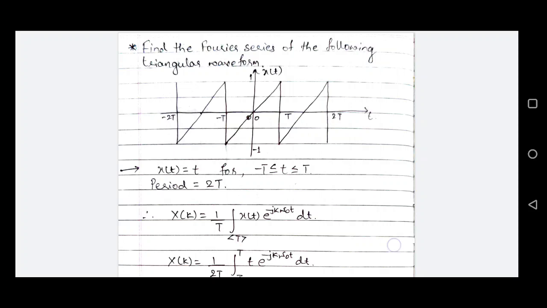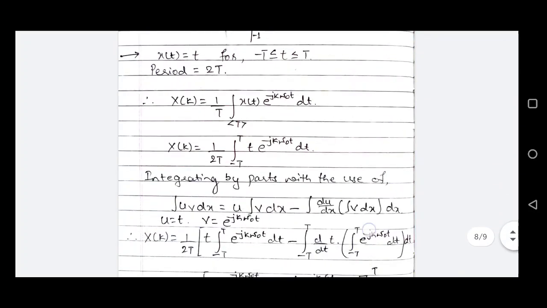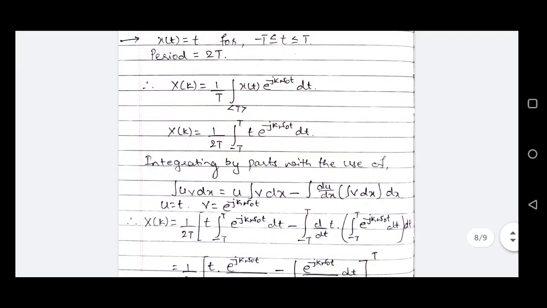So using the analysis equation, x of k equals 1 divided by T integral over a period x of t e to the power minus jk omega naught t dt. We'll substitute x of t and integrate it over one period. So it will be 1 divided by 2T integration, lower limit is minus T and upper limit is plus T. And between this range, x of t value is t multiplied by e to the power minus jk omega naught t dt.